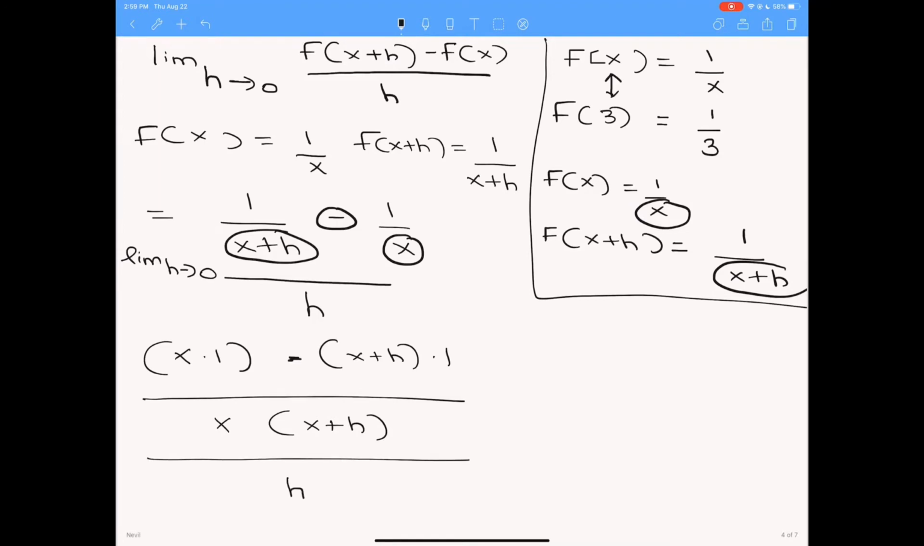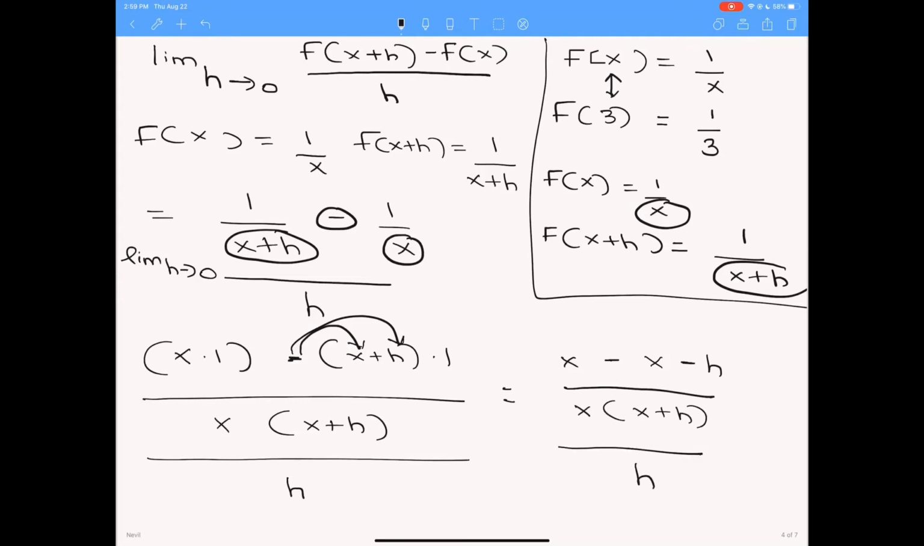Now, if I multiply these two terms, I get x times 1 is x. And this negative, one thing we have to remember is it applies to both x and h. So that gives me negative x and negative h, divided by x times x plus h, whole divided by h.